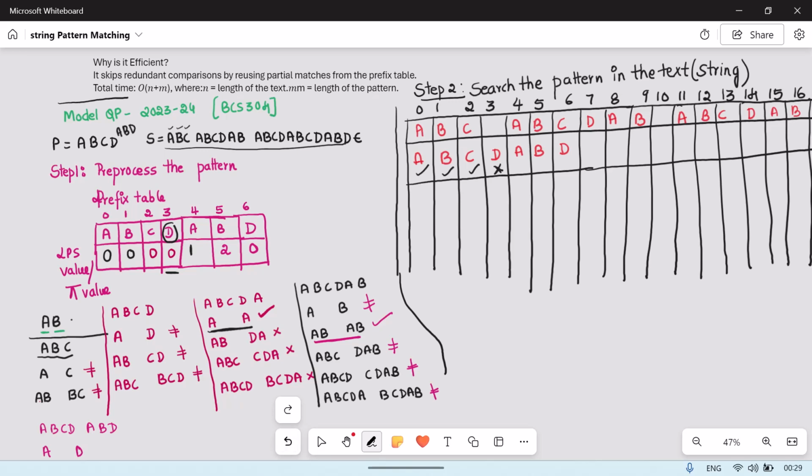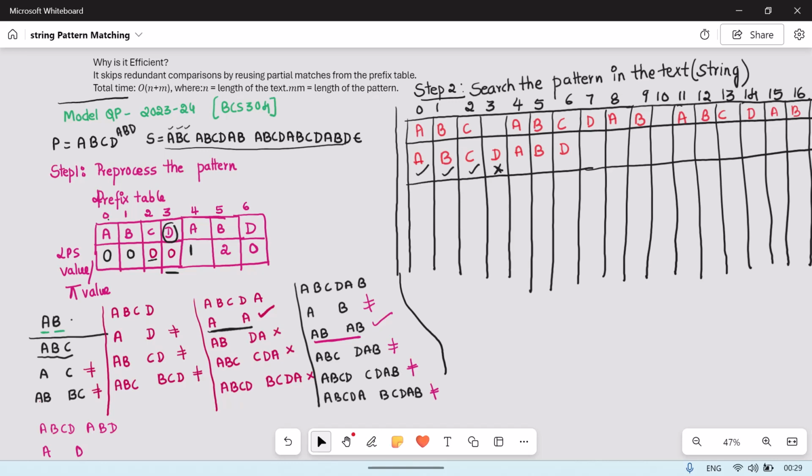Let me do it again. See, the mismatch character is D here, correct? So you will have to go back to the table. But whichever character is mismatching, don't do anything to it. Come back to its previous character. Its previous character is C. Identify its LPS value. Then go back to C 0, right? So go to the 0th index. Under that, what value you have, you take. So in this case, we have A.